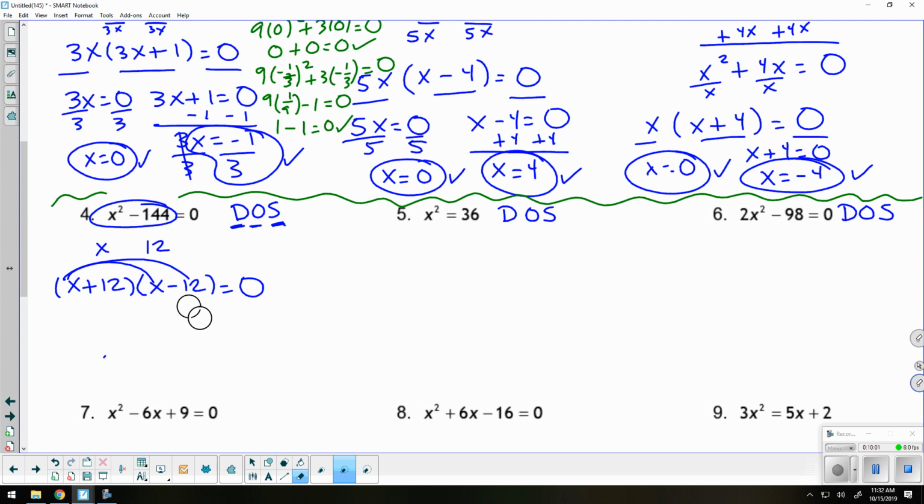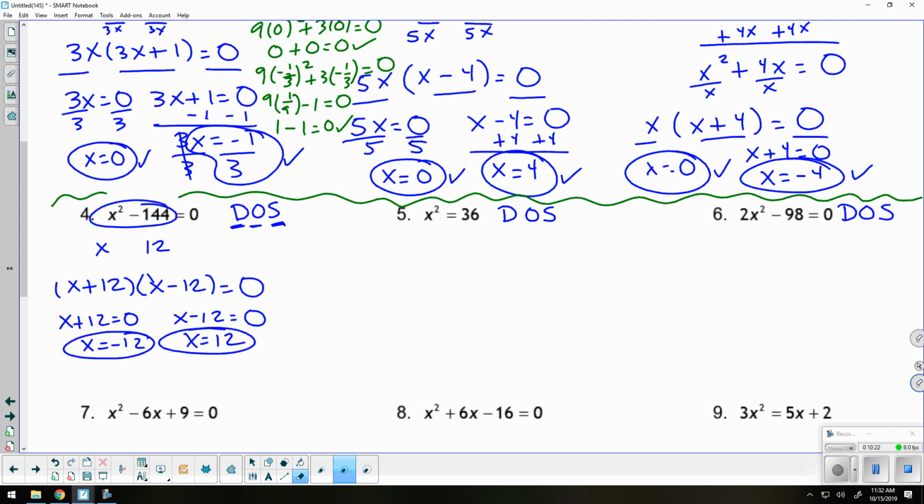All right, so we got it factored. Again, difference of squares factors into x plus 12, x minus 12, but now we've got to solve it. So set each factored piece equal to 0. So x plus 12 equals 0, x minus 12 equals 0. And now solving, subtracting 12, you get x equals negative 12. Adding 12, x equals positive 12. So here's your two solutions.